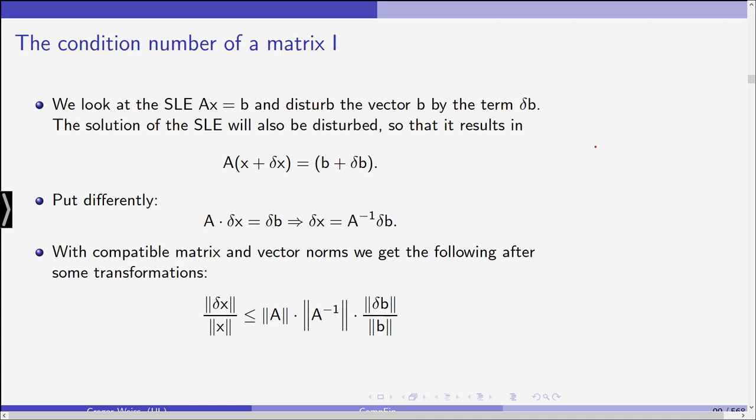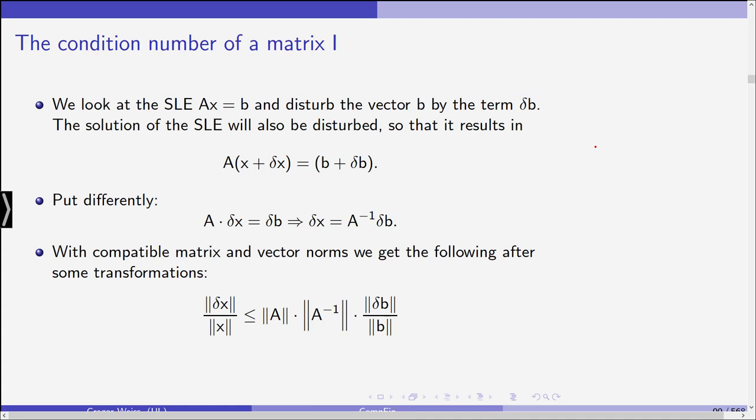Delta B is given. If we have a disturbance, we can try to measure the error in our input data. And again, the condition number, the condition of a mathematical problem, tells us something about how a disturbance in the input data leads to an error in the output, in the solution. So this is why we are now looking for norms. Remember how the condition number is defined.